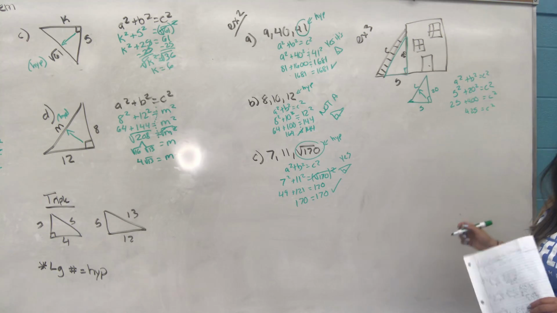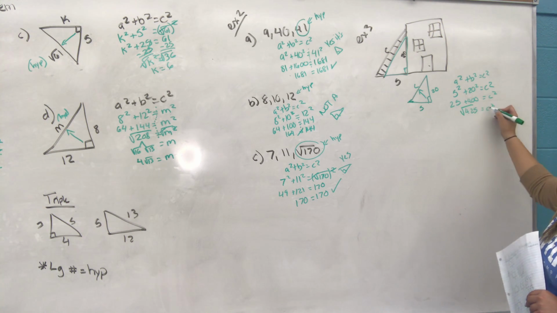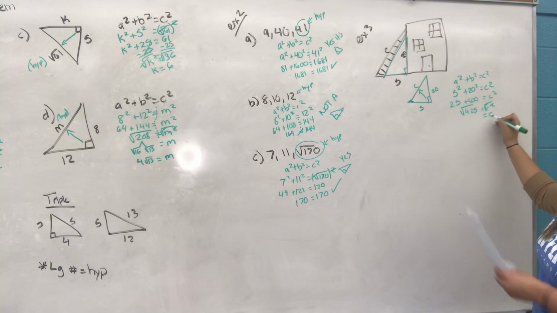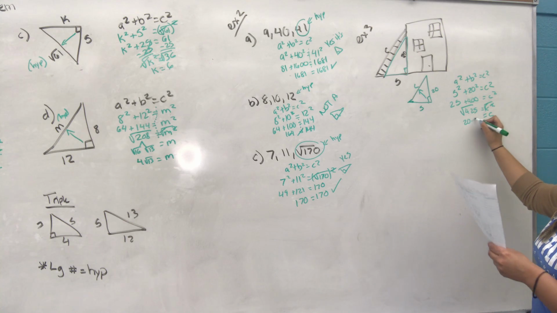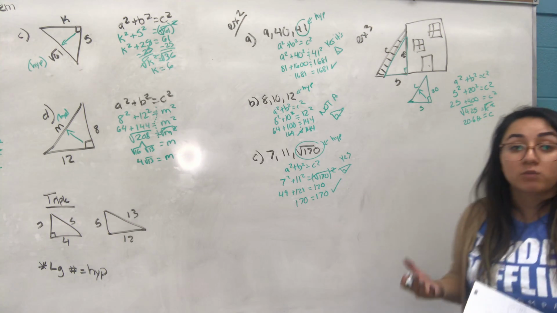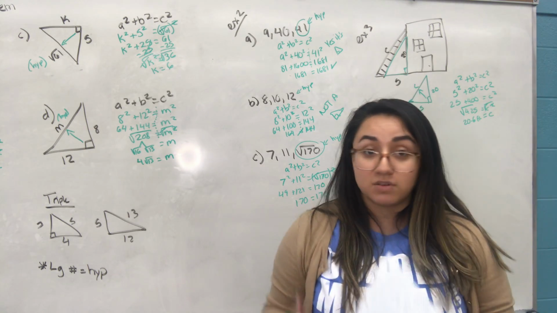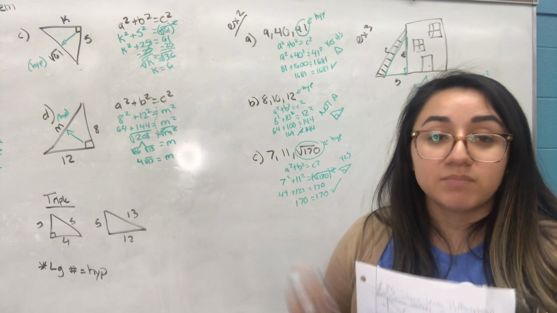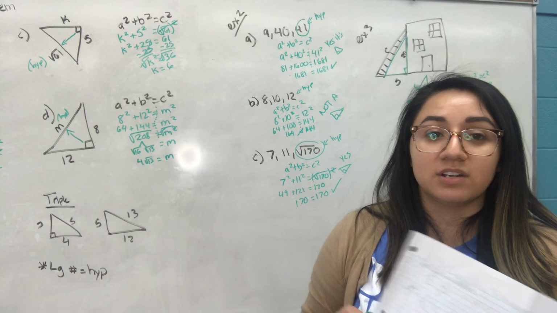And to get the C by itself officially, you're going to square root both sides. And you end up with C being 20.6, and that's 20.6 feet. So whenever you have word problems, they do want it in terms of decimal or fraction. But in this case, it's going to be a decimal, and that's how long the ladder really is.